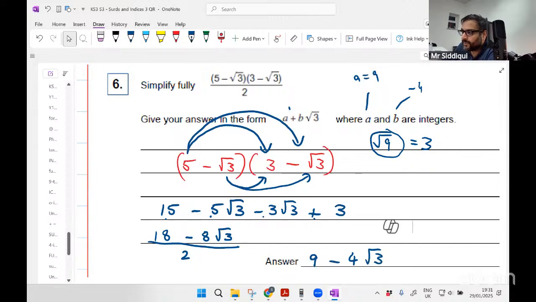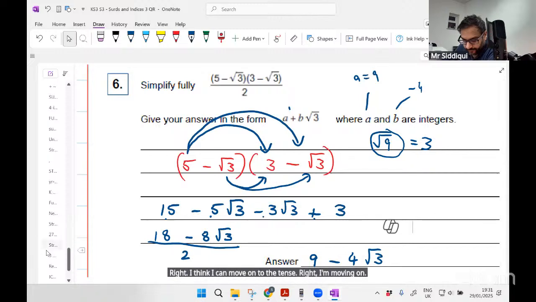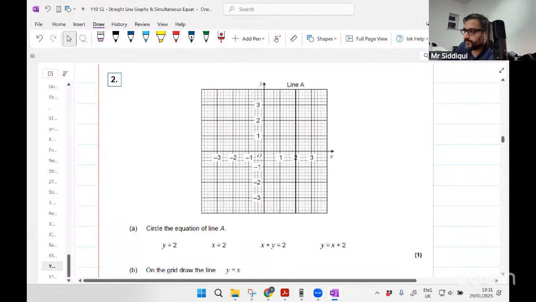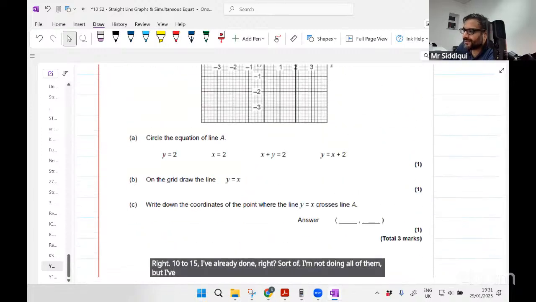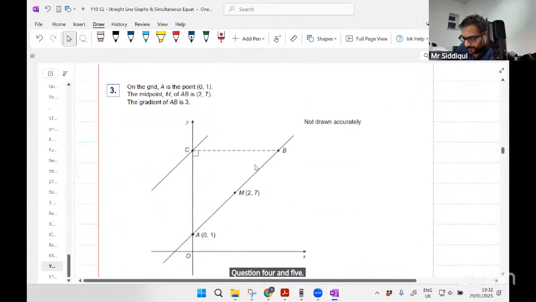Right, I think I can move on to the 10 stuff. Right, I'm moving on. Right, 10 to 15, I've already done, right? Sort of. I'm not doing all of them, but I've done 10 to 13. Once you get the hang of some of the simultaneous equations, you should be fine. The homework question that has been sent on WhatsApp, I'll do afterwards. Question 4 and 5, I'll do first.